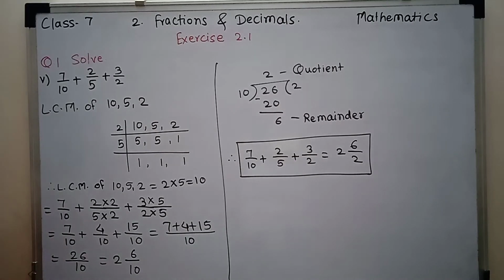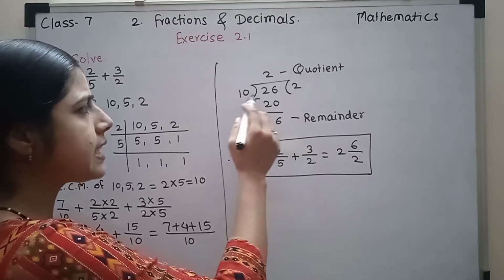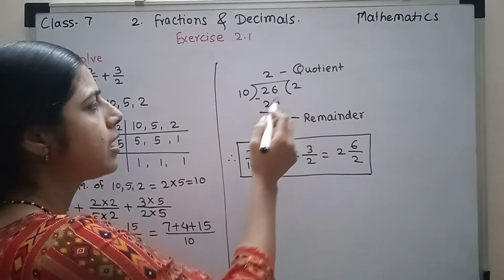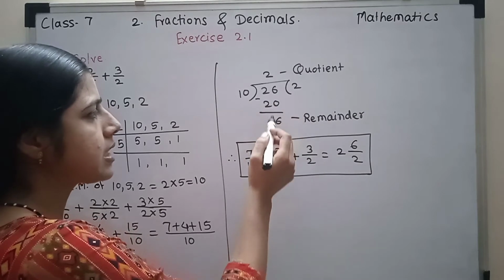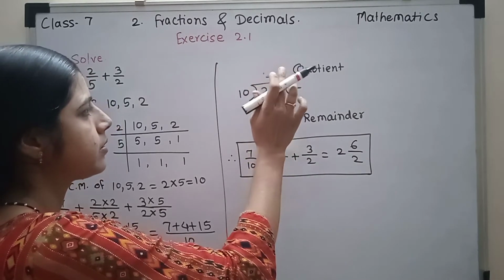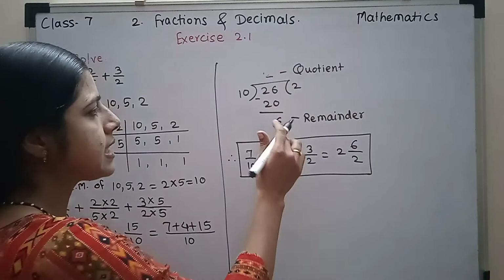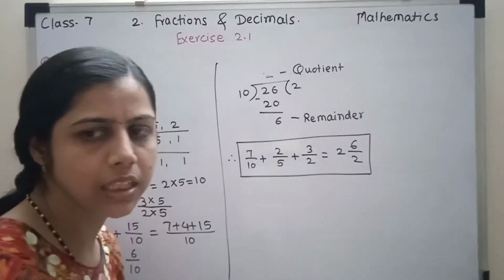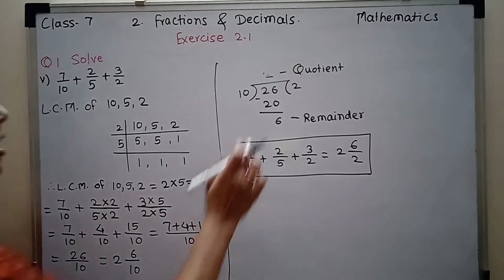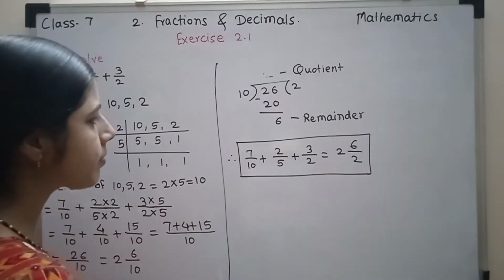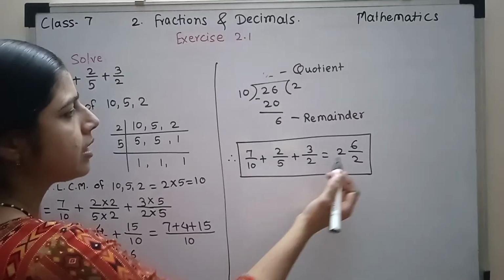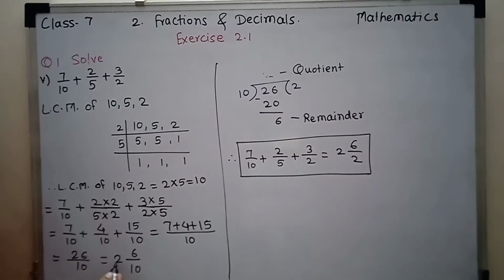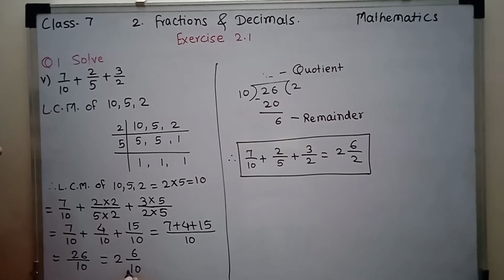How to convert it into a mixed fraction? So 26 divided by 10. 10 twos are 20. So 26 minus 20 is 6. So 6 is the remainder and 2 is the quotient over here. And therefore we can write: 2 is the quotient, 6 is the remainder, and 10 is written on the denominator only. So this is 2 6 by 10.